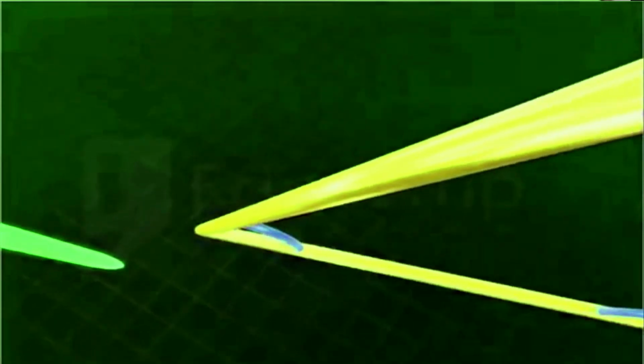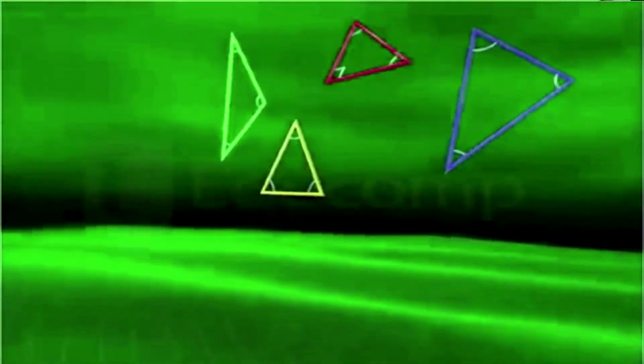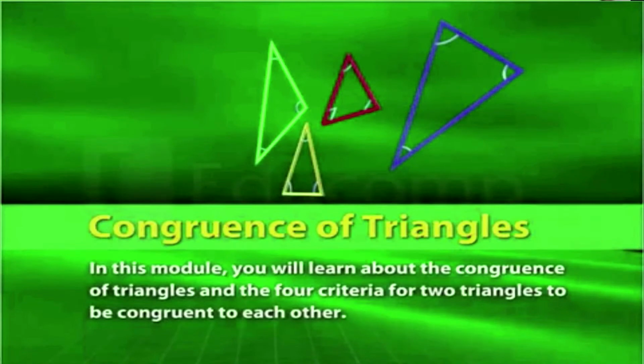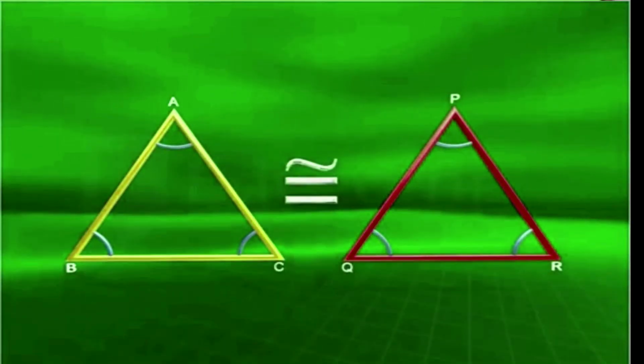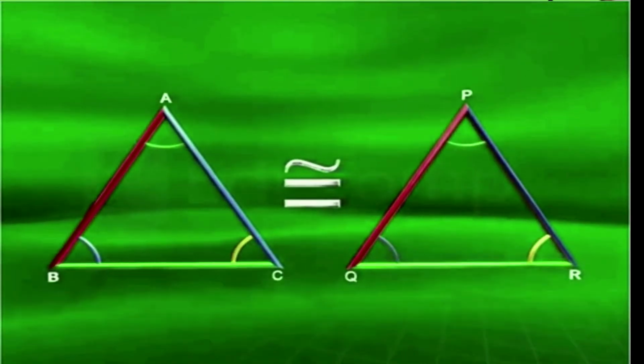Before we proceed to our lesson, let us recall some concepts about triangle congruence. For the congruence of triangles, we have 4 criteria for the two triangles to be congruent to each other. Two triangles are congruent if corresponding sides and angles are equal.